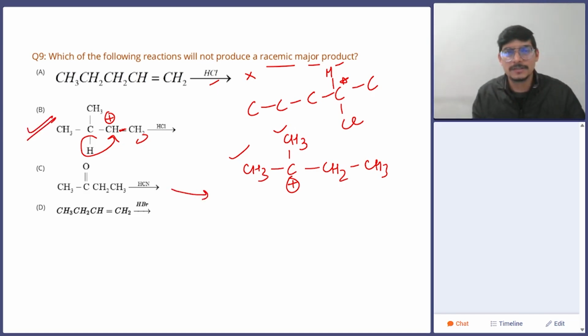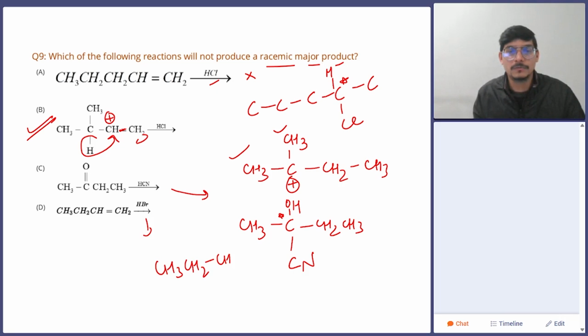In case of option C, this is nucleophilic addition reaction. So we are expecting the product to form like this, right? Cyanohydrin, we call them. Yes, it is a chiral carbon because of the 4 different groups, methyl, ethyl, cyano, and hydroxy. And in the second case, again, we get a molecule with 1 chiral carbon, which is bromine, right? So this is a chiral carbon.